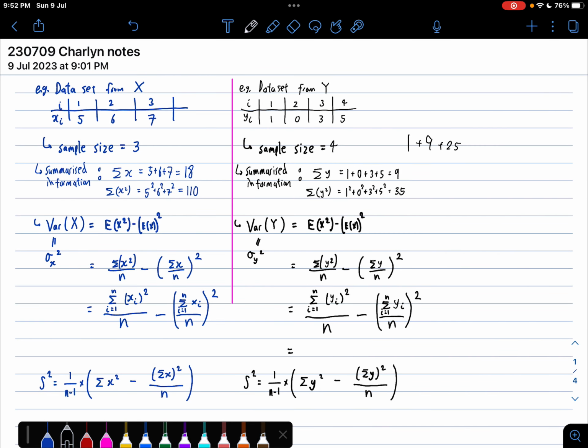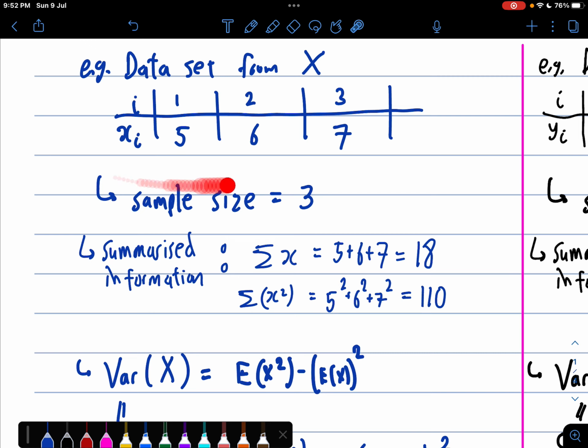Okay, let's take a look at two example data sets before we combine data sets together. Let's take a look at the first data set X. So let's say that we have 1, 2, and 3, and the data is X1 is 5, X2 is 6, X3 is 7. Okay, so the sample size is 3, 1, 2, 3 pieces of data. Then the summarized information, what would it be?